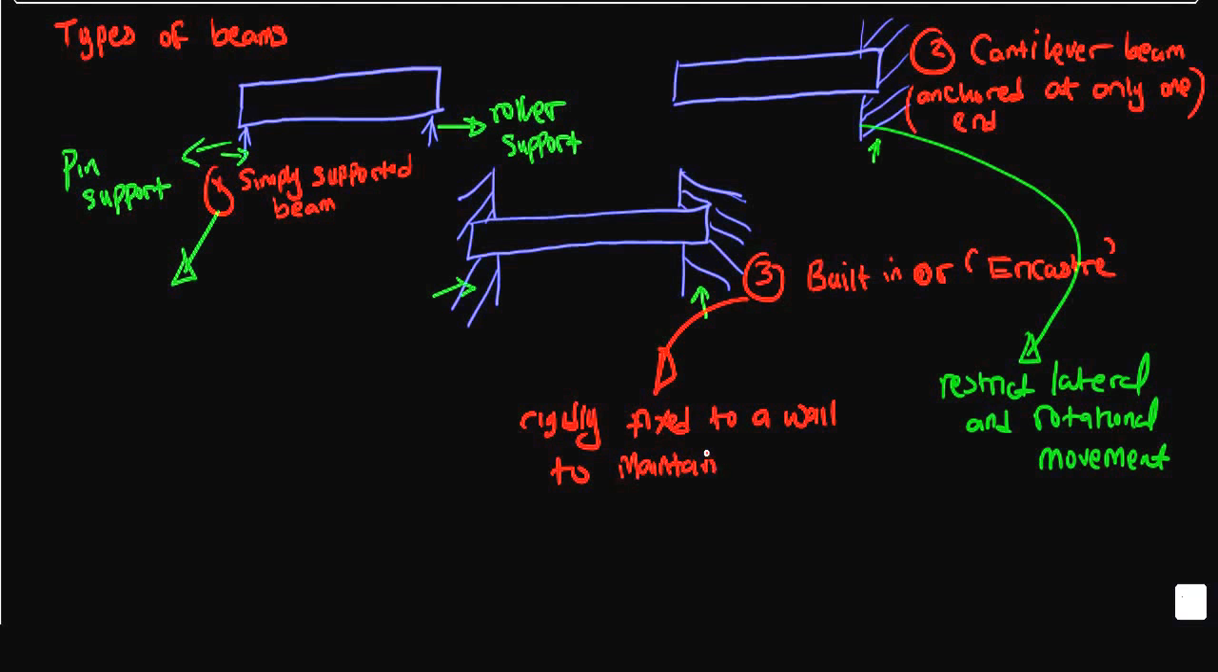To maintain a horizontal slope. So you fix this end of the beam and that end of the beam to a structure to keep the beam horizontal. That's basically what all this means, this right here.